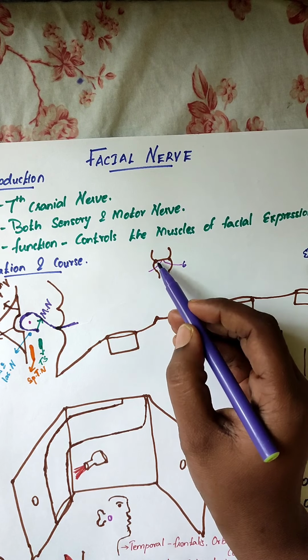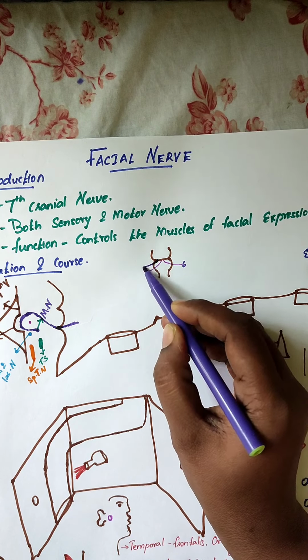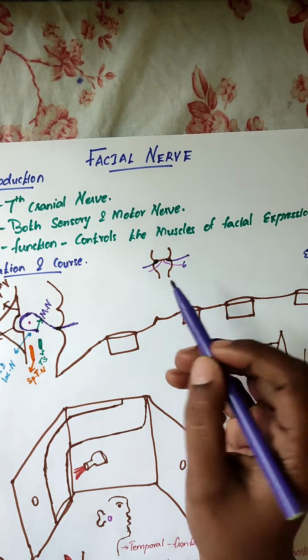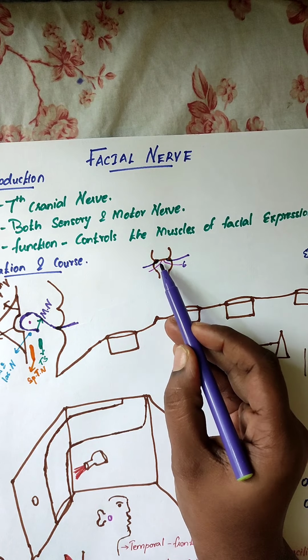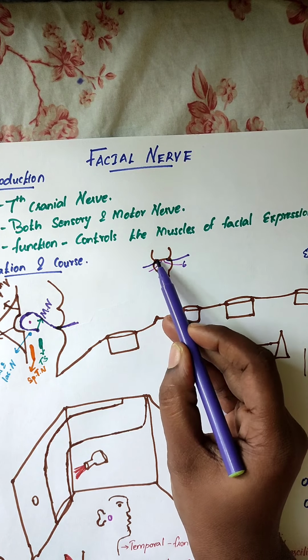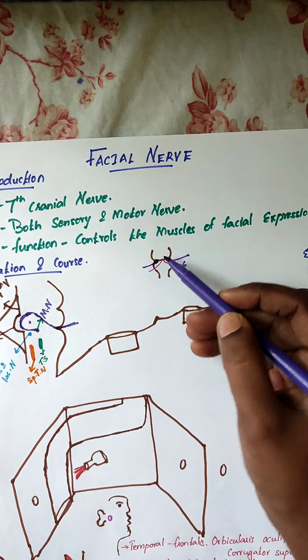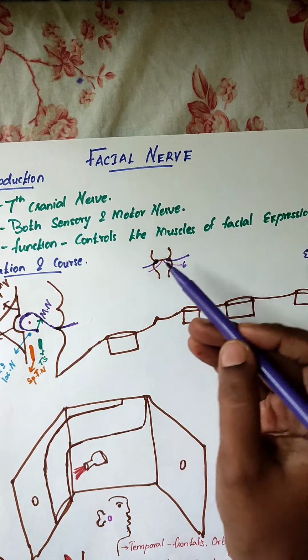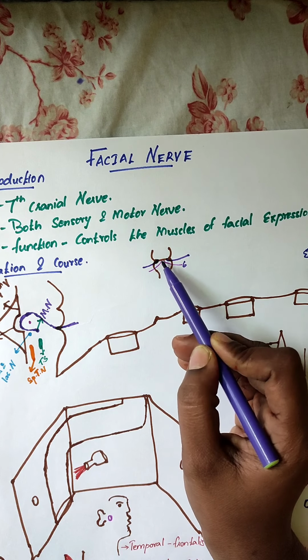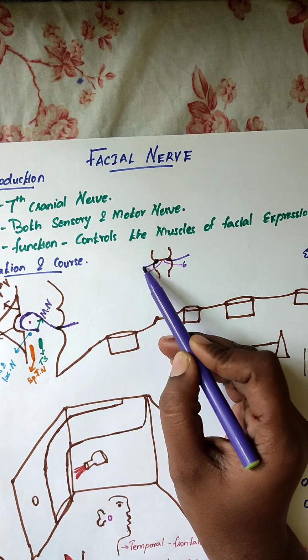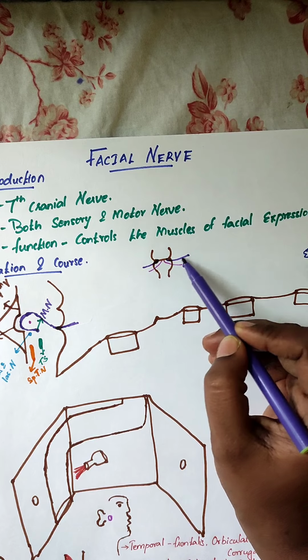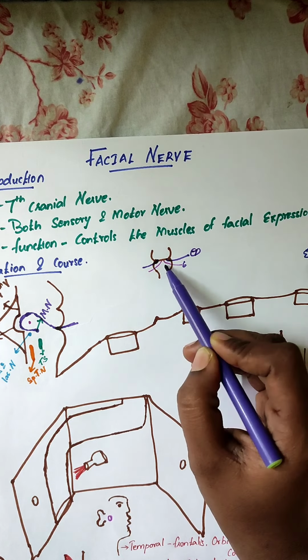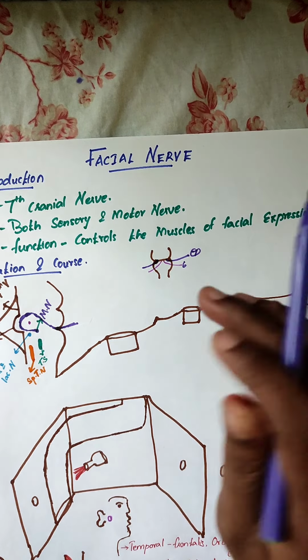The facial nerve comes out lateral to the abducens nerve, so medially there is the abducens nerve. The facial nerve comes out of the brainstem at the pontomedullary junction. This is the pons and this is the medulla oblongata. This is the pontomedullary junction, where the facial nerve comes out of the brainstem laterally to the abducens nerve.